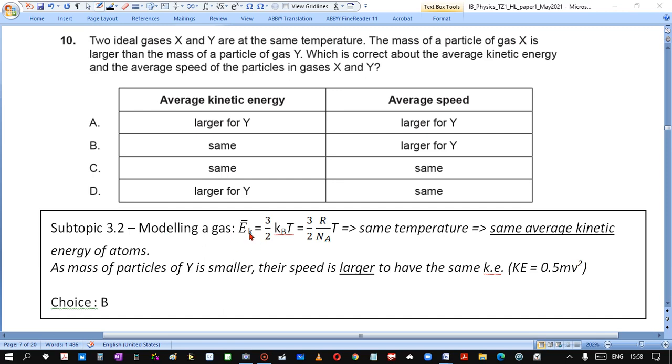So the average kinetic energy of a molecule equals 3/2 of R over N Avogadro, and temperature. So constants and temperature. So same temperature, same average kinetic energy of atoms. As the mass of a particle of Y is smaller, the speed is larger to have the same kinetic energy. So we choose choice B, average kinetic energy is the same, but average speed is larger for Y.